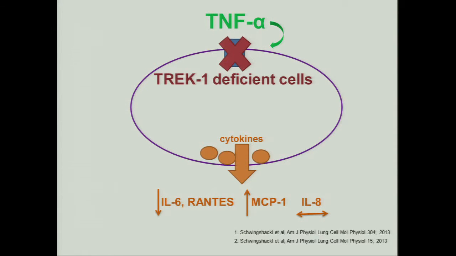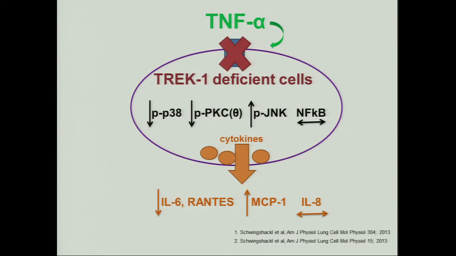But what we found with the TNF-alpha is that the TREK-deficient cells showed significant changes in the cytokine secretion pattern compared to the control cells. TREK-deficient cells, upon TNF-alpha stimulation, secreted less interleukin-6 and less RANTES. RANTES is a very important chemokine, or attractant, for neutrophils that recruits neutrophils to the lungs during ARDS. But these cells secreted more MCP1, or monocyte chemotactic protein, which is a chemoattractant for monocytes, obviously, but also for neutrophils in the context of ARDS. And we saw no changes in interleukin-8 secretion, which is another important chemokine for neutrophils.